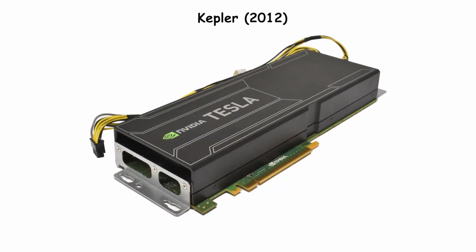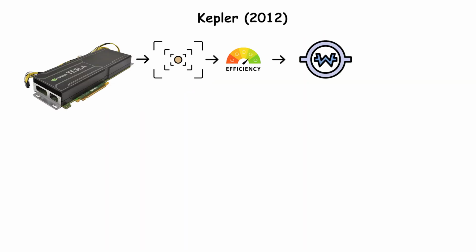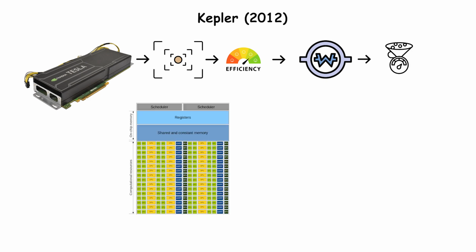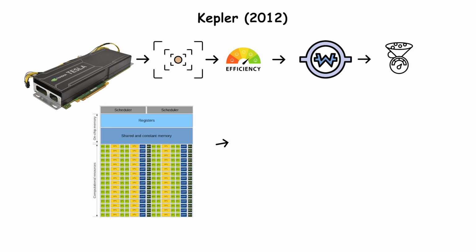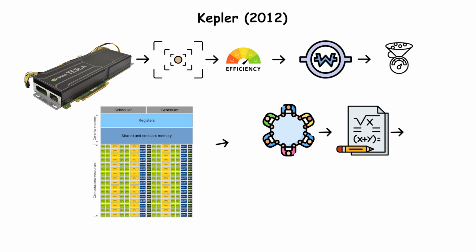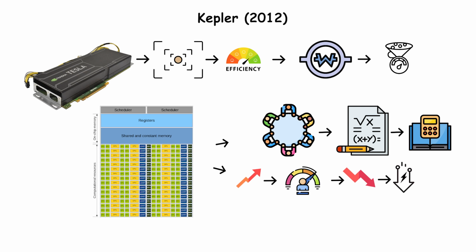Kepler, 2012. Kepler focused on efficiency per watt and higher throughput. The new SMX multiprocessor grouped more arithmetic units under a simpler scheduler, raising delivered performance while lowering power versus Fermi at the same manufacturing process.